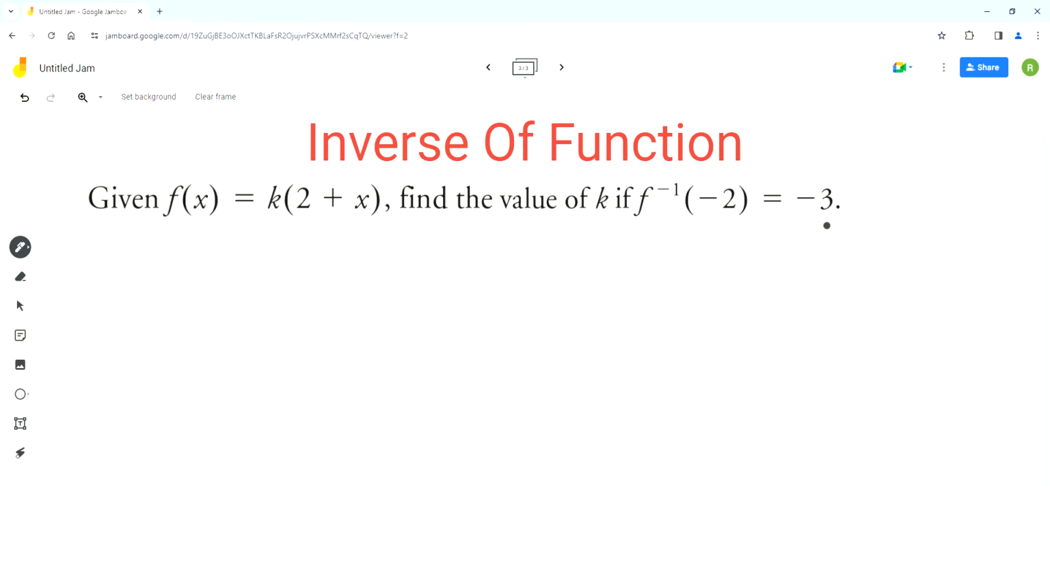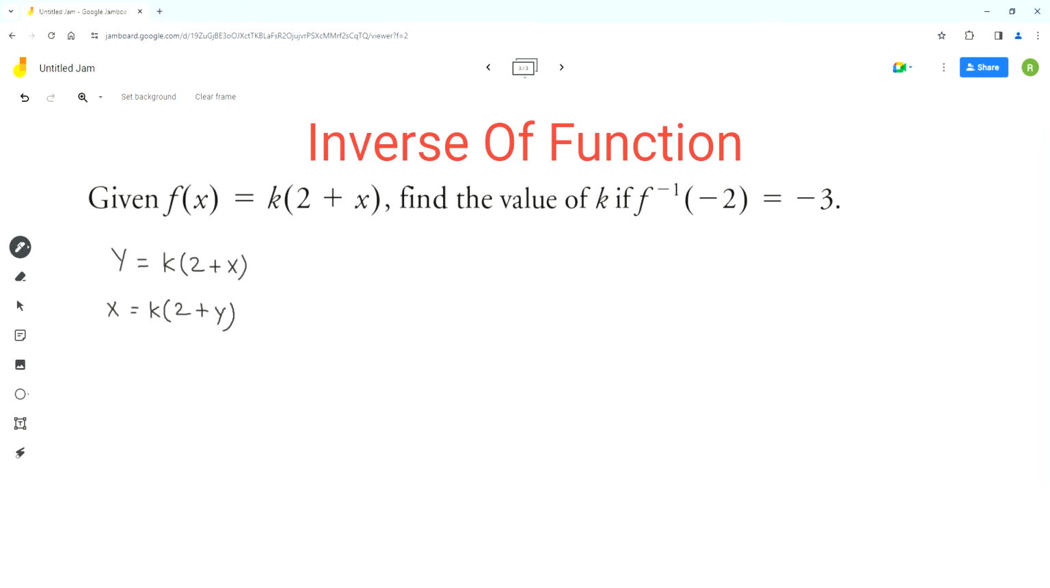The first step in this problem is to find the inverse of the given function f(x). First step for that is to change the function notation to y. So we can rewrite the equation of the given function as y equals k times (2 + x). Now the next step for finding the inverse is to switch the x and y variables. So the next step is x equals k times (2 + y).